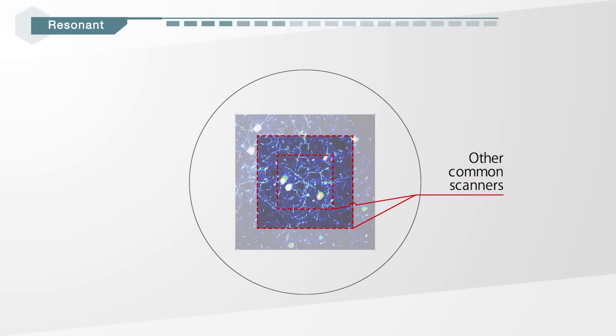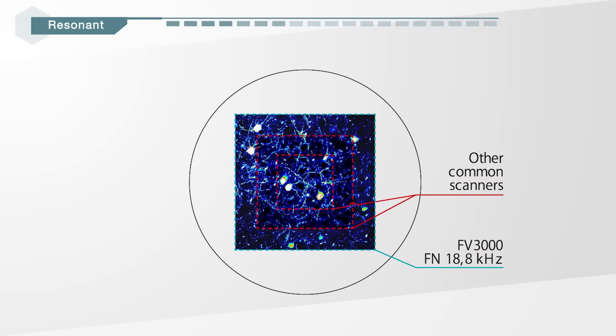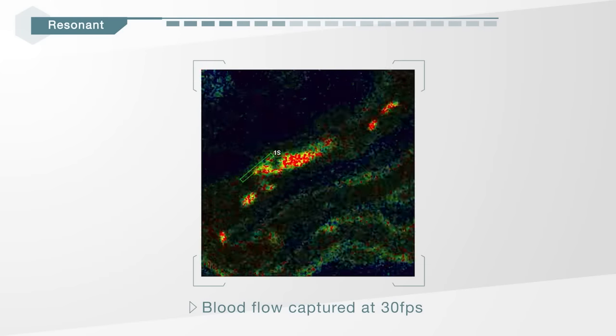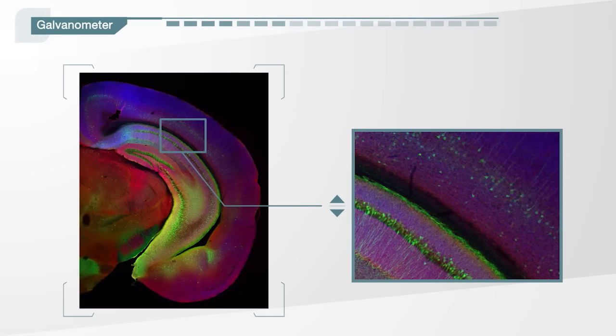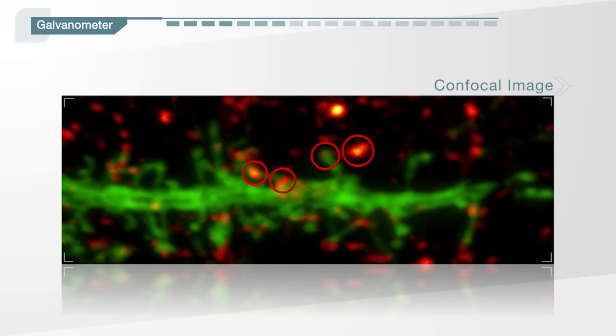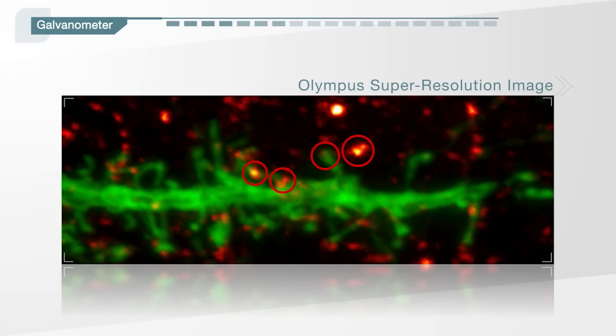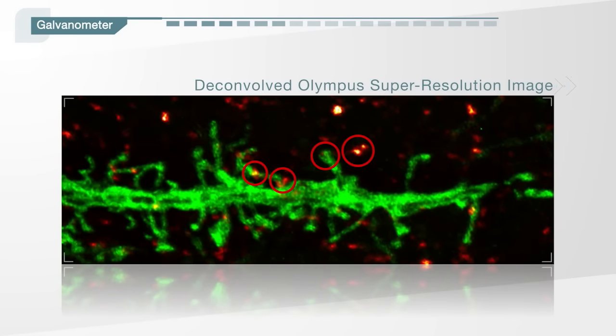The resonant scanner can capture images up to 438 frames per second to record live phenomena at high speed. Galvanometer scanners record high-resolution images from a specified observation area. In addition, users can add optional super resolution software to image structures down to 120 nanometers.